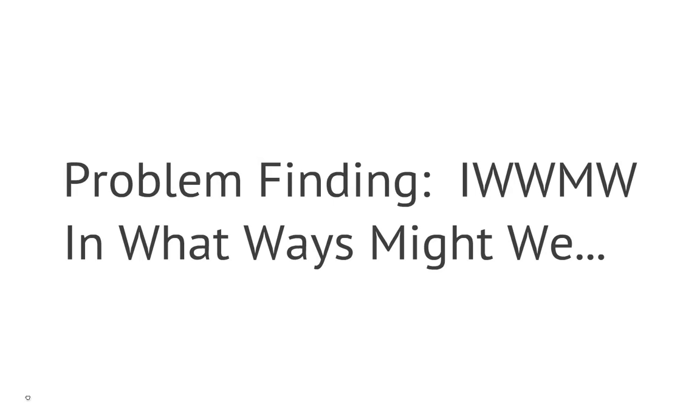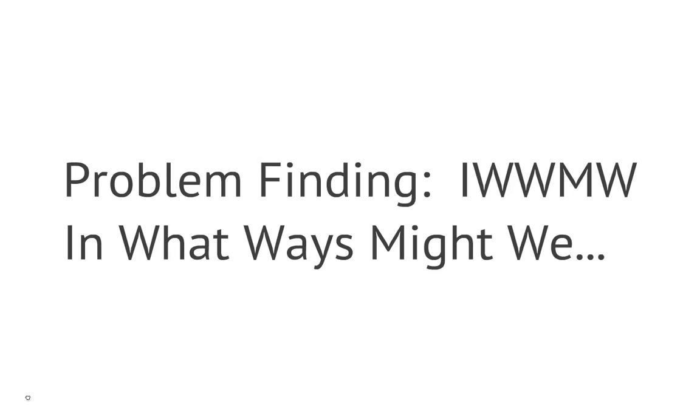In the problem finding stage, here's where students try to actually define the problem. Oftentimes we know something is bugging us, but because it's stressful, we just jump into a solution and we don't take a step back and figure out what is the actual root of the problem. This step forces you to do just that. When you use the IWWMW beginning, that stands for in what ways might we. So you try to define the problem in as many ways as you can.